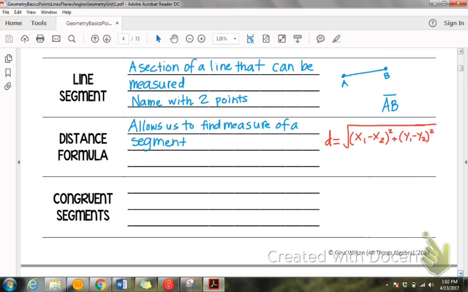Okay, what about congruent segments? Does anybody know what congruent segments are? We didn't really talk about them. John? Segments that are the same length. So congruent means the same measure. So congruent segments are segments that have the same measure.